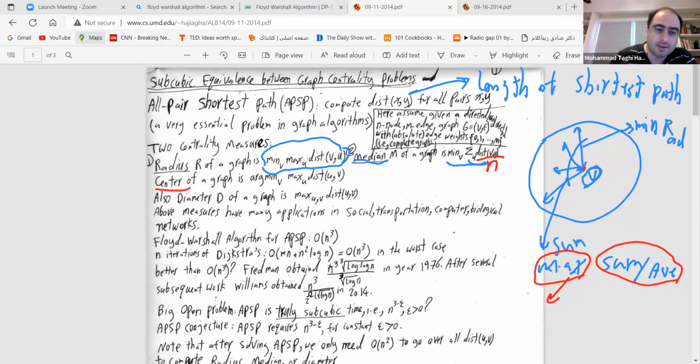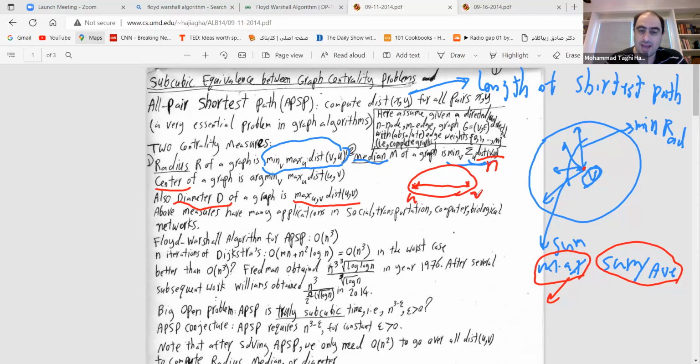Now, what is the diameter? The radius, in some sense, is the one where you find the center such that each person is reachable from this. So the diameter now is the maximum distance between any two vertices in the graph. So you are given a graph, and you want to say what are the extreme cases, that between U and V, the distance of U and V is maximized. So this is the max over U and V of the distance of U and V.